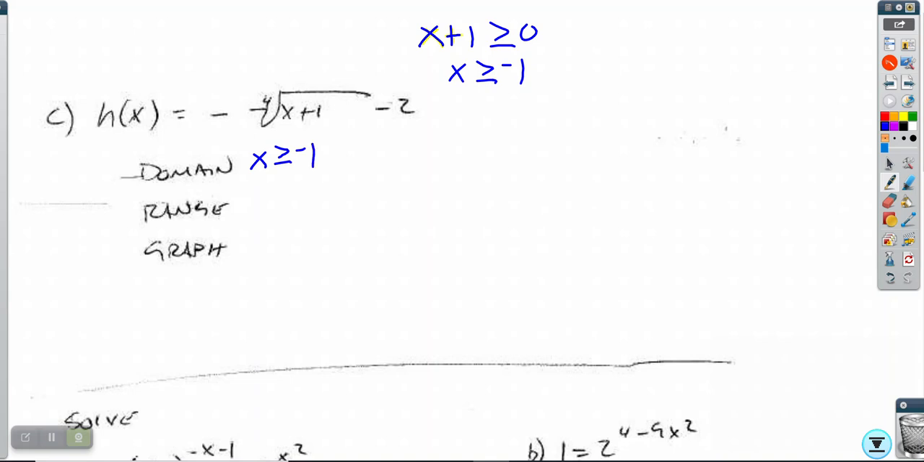And so then for the range, this is going to drop it down, and so we're going to have all numbers that are greater than negative 2. And let's take a look at the graphs. All right, I want to go home at this point, so let's go look at the graphs.